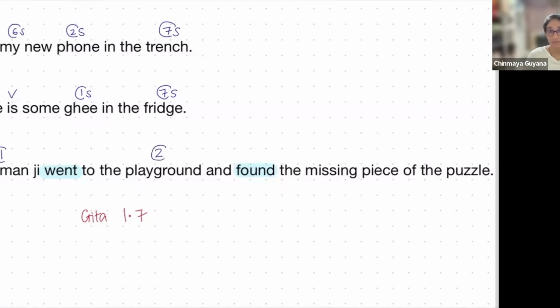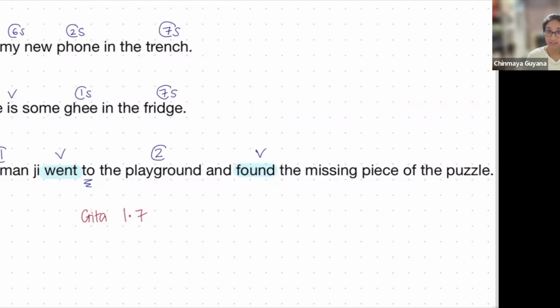Remember yesterday I had mentioned if there's a movement verb, just because the word to is there, doesn't make playground number 4. I'll give you a formal note in a moment. He went to the playground. And he found the missing piece of the puzzle. So found is our second verb. Who found? Hanumanji. So already first case is there.